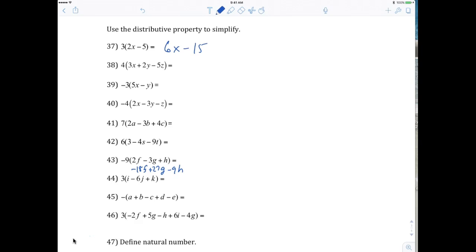Now listen, you made the most common mistake. All right, it should be plus 3y. Can you tell me why it should be plus 3y? That's exactly right. Negative times a negative. All right, thank you, Kate.